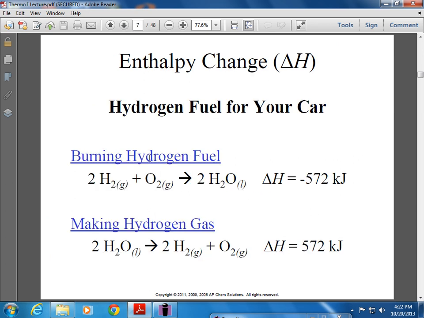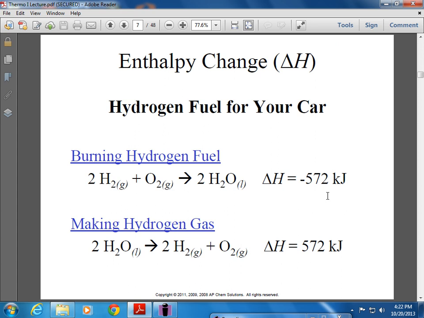If you are going to burn hydrogen fuel for your car, 2 moles of hydrogen plus 1 mole of oxygen to make 2 moles of water, that releases negative 572 kilojoules of energy. That is exothermic in this case. That means you're going to release that much energy per 2 moles of hydrogen. Notice what happens though when we flip the reaction in reverse. When we have 2 moles of water to get 2 moles of hydrogen plus a mole of oxygen, that requires 572 kilojoules of energy. What does that mean?